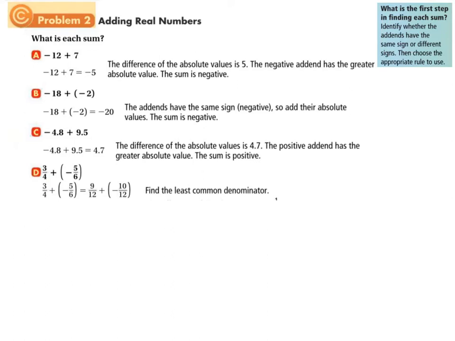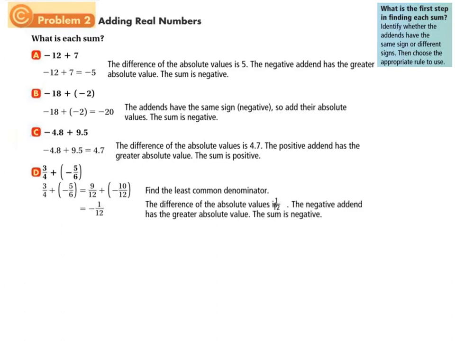And we get 9/12 plus negative 10/12. So we're going to subtract their absolute values. 10/12 minus 9/12 is 1/12. And there's more negatives, so it's going to be negative 1/12. Yep. Okay, so let's do your got it problem.